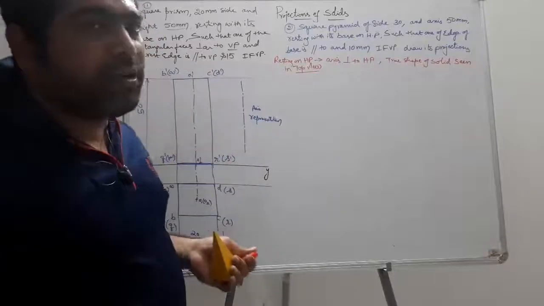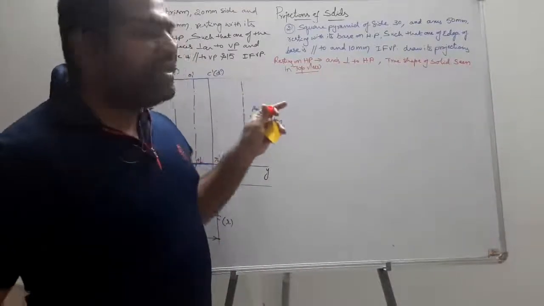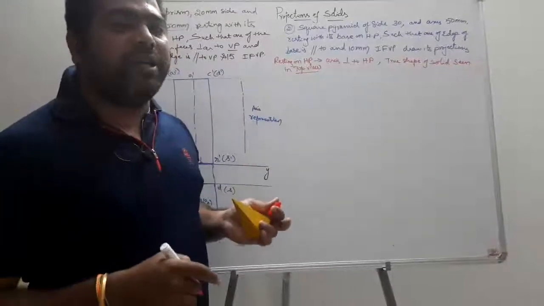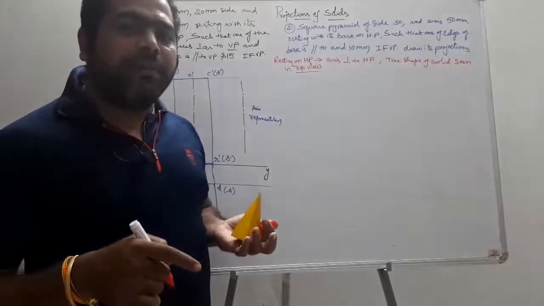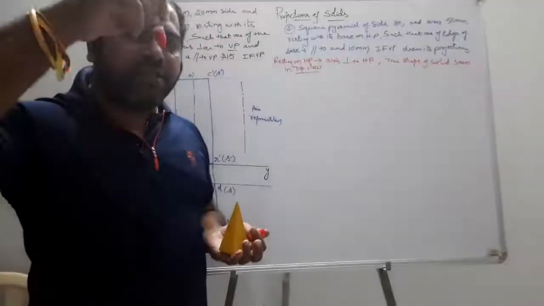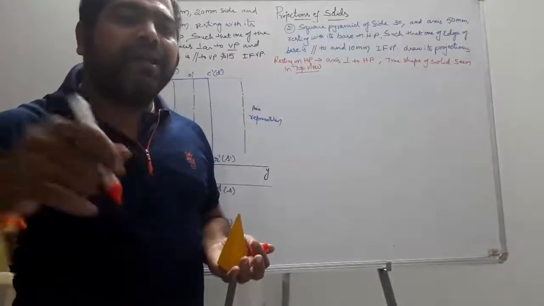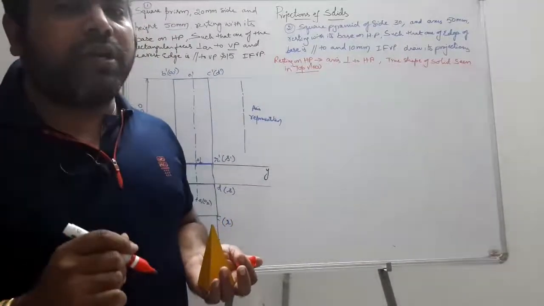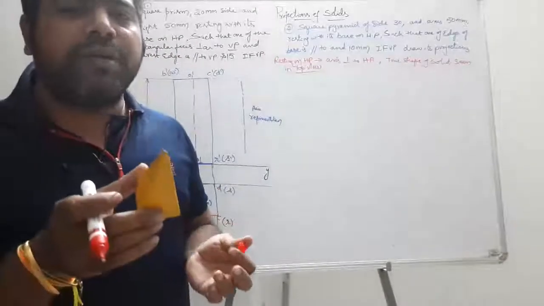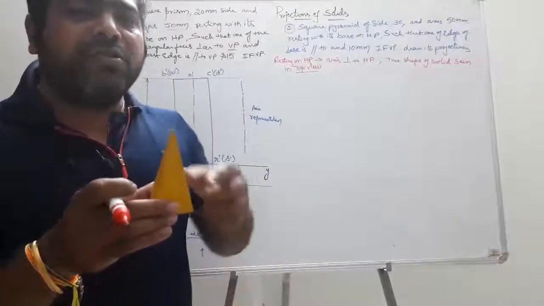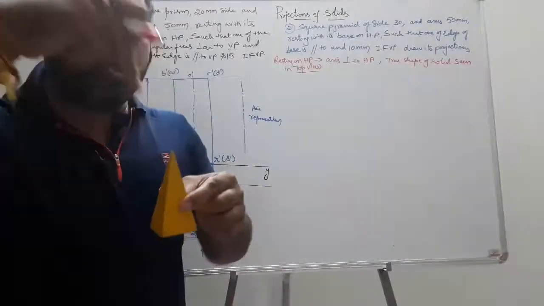If it is resting on HP, resting on HP means the axis is perpendicular to HP. So with the axis perpendicular to HP, you have to see the top view to obtain the true shape of the solid. So what was the solid's true shape? It was a square pyramid. So the square is going to be seen from the top.